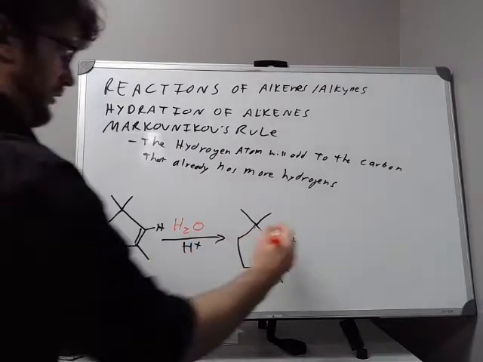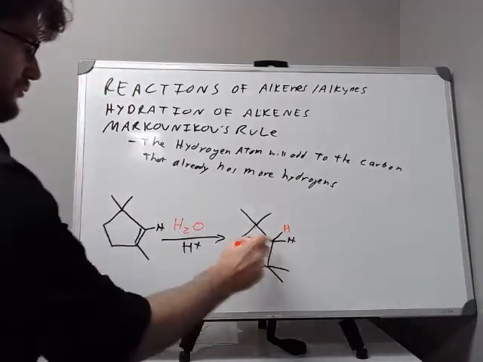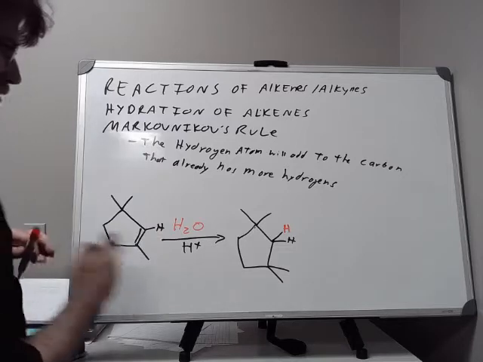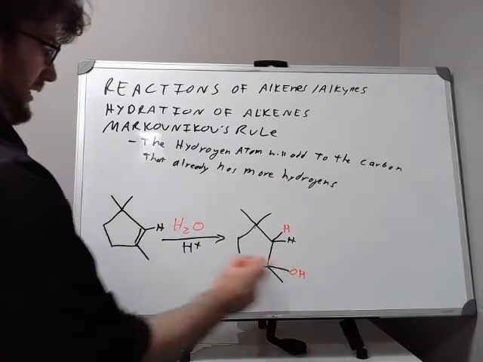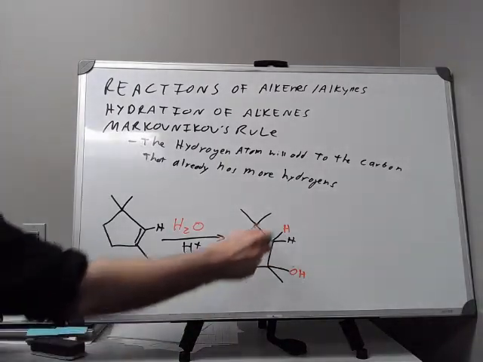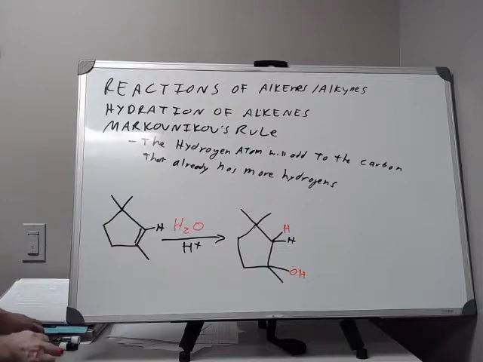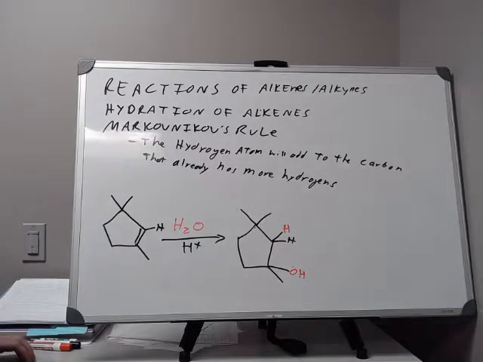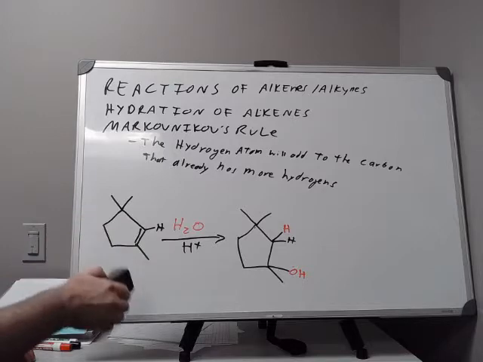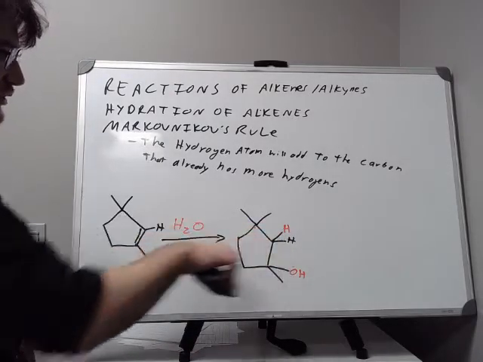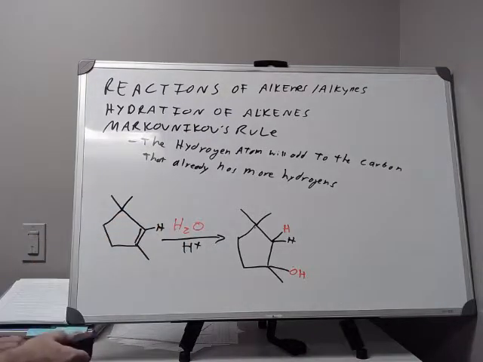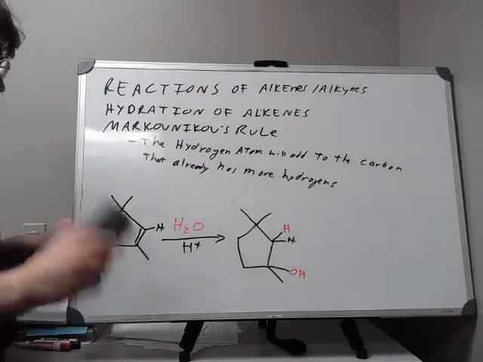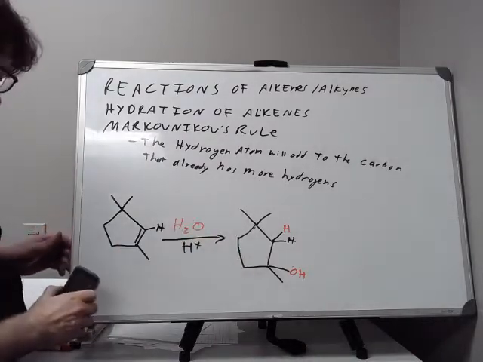Then we will add our hydrogen from the water to our carbon that already had 1 hydrogen. The hydroxyl group from the water, this OH, will add to the other carbon. So this would be our major product. And so we can use Markovnikov's rule to predict which side of the double bond the OH and the H will go to when we do an acid-catalyzed hydration reaction of an alkene. So Markovnikov's rule is very useful for predicting the outcome of these reactions.